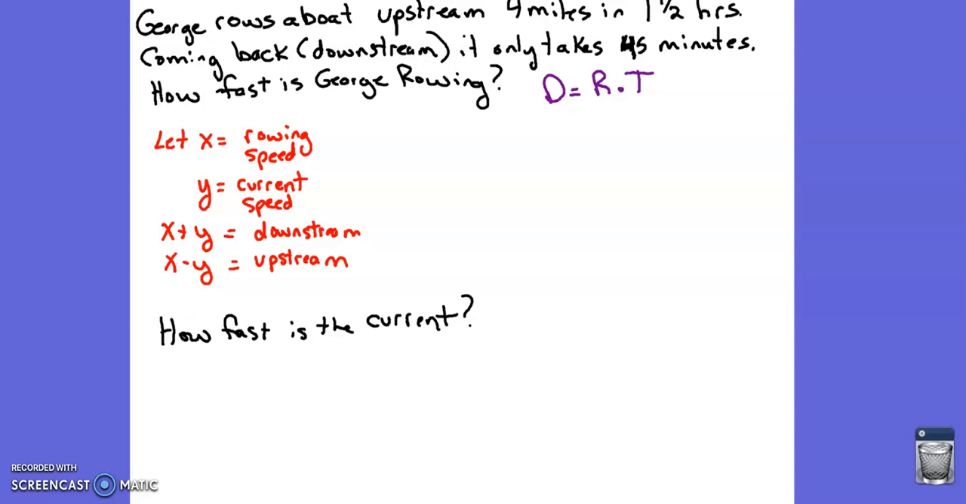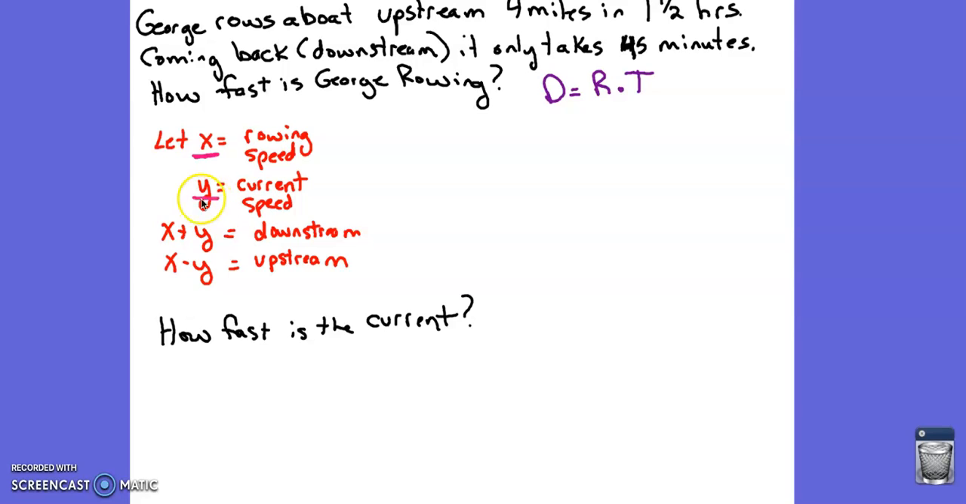So coming back downstream, it only takes 45 minutes. So two questions: how fast is George rowing, and how fast is the current? Well, notice what I have written in red. First, you have to notice certain things, and I'm going to assign them different variables. So x is the rowing speed. I just designated x as the rowing speed, however fast George is rowing.